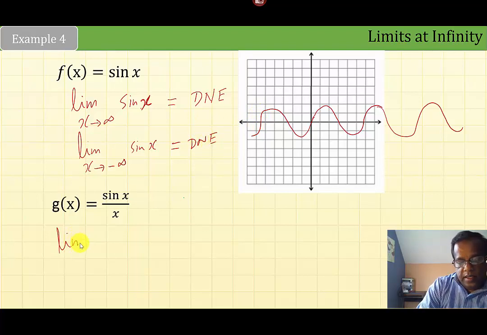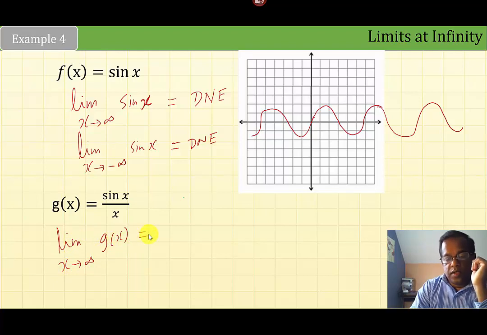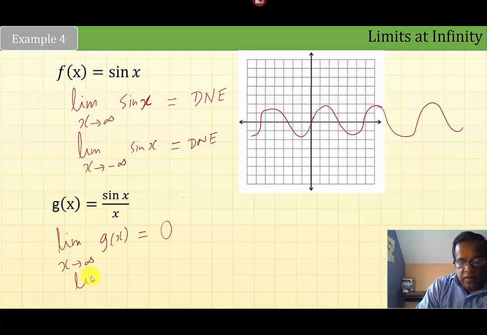Now what about this one? As x approaches infinity of g of x. Now the sine x behaves like this. However, the denominator x, as x approaches infinity, approaches infinity. So in the numerator you have a number between negative 1 and 1, and in the denominator you have a very big number. Overall, some number divided by a big number is going to be 0. So this is going to approach 0 both ways, whether x goes to infinity or x goes to negative infinity. Either way it goes to 0.